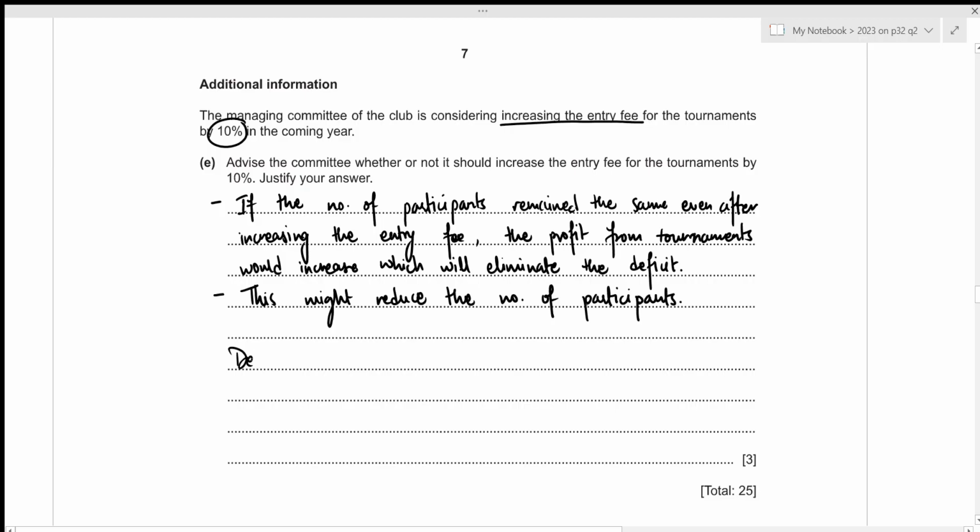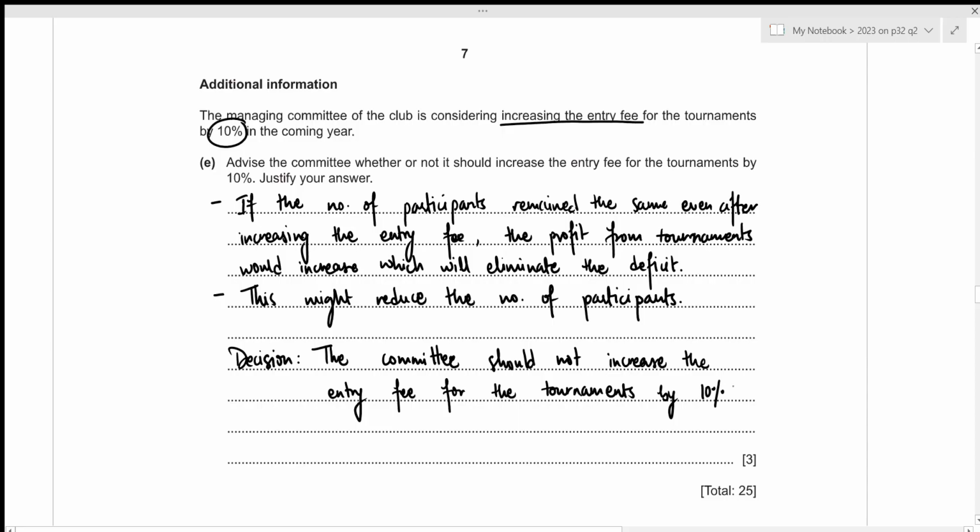Now, based on these factors, you need to give a final decision to the committee. Personally, I would say that the increase in the entry fee of 10% might be too high, and it might even discourage the membership of the club, which would result in lower income from subscription fees. So I would advise the committee to not increase the entry fee for the tournaments by 10%. Let's write it down. The committee should not increase the entry fee for the tournaments by 10%, as it might even discourage membership of the club. Due to high fees.